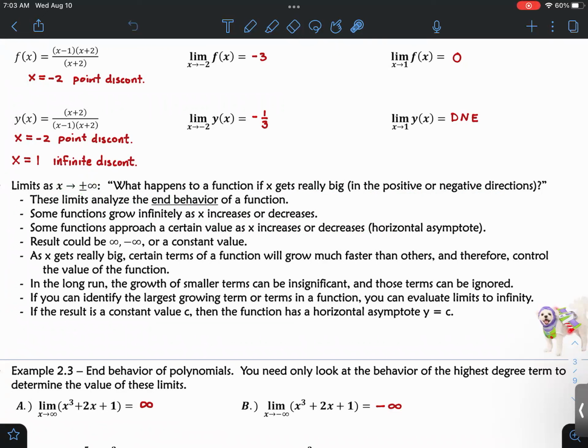All right. As x gets really, really big, some terms within a function will grow so much faster than others that they essentially control the value of the function. They render the other terms negligible to the point you can disregard them. So a lot of this process revolves around identifying what's the strongest term of the function, and then looking at what that term is going to do as x gets really big. Okay. Let's look at some examples.